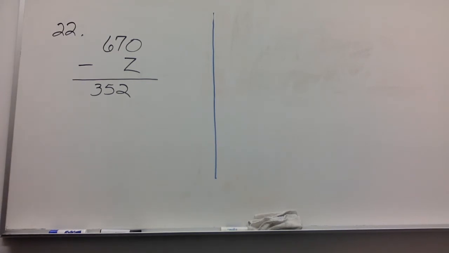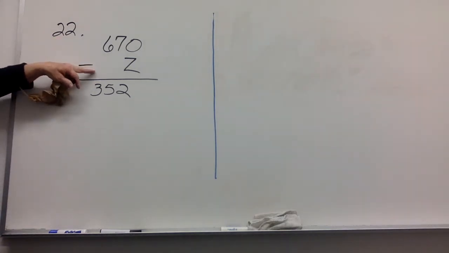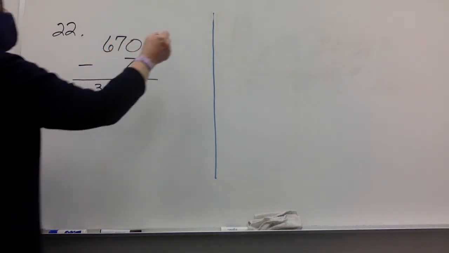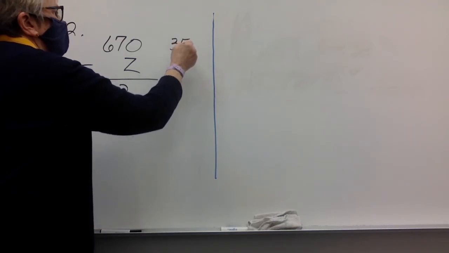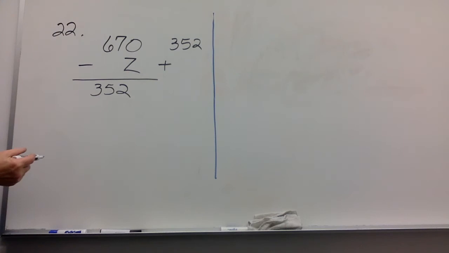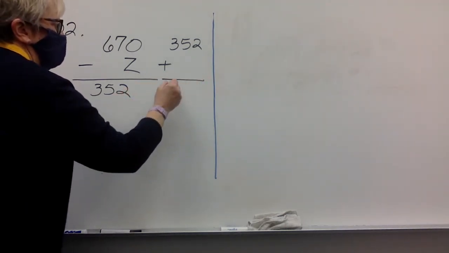Okay, let's think about this problem. So we're taking a total and then we are subtracting something and we have 352 left over. So it's kind of like the problems we were working on before. If we turn this into an addition problem, we would think about it this way. We would start with 352 and we would have to add something to 352 to get 670.